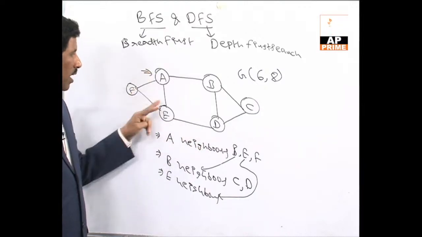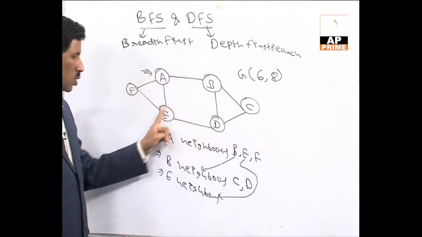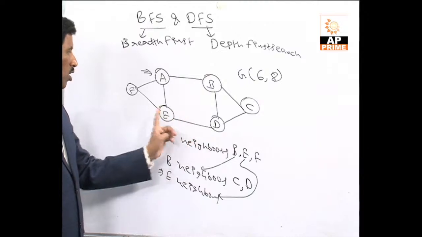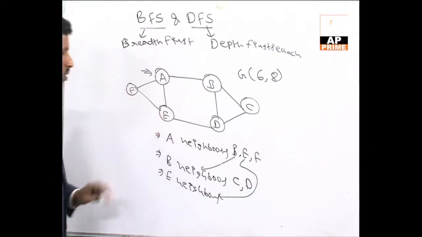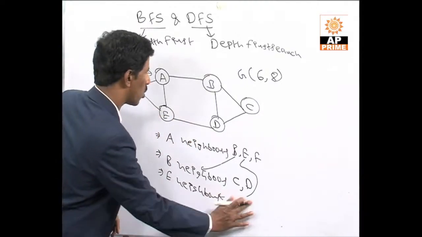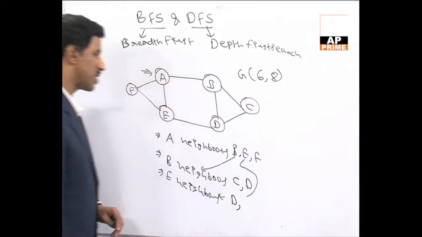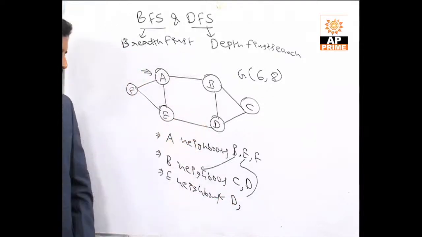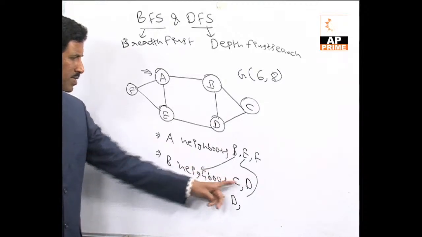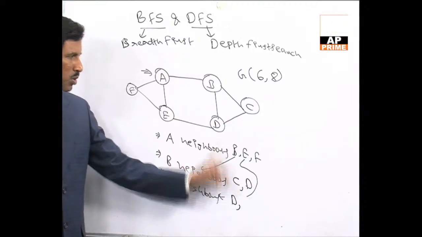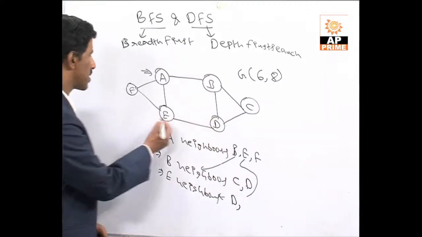E to A, yes, E to A is visited already. E to D, no. E to D is not visited. E to F, no. Now which to visit here? I want to visit that E to D. E to D, D to visit. Now this D is already visited, is it right? Here B to D is visited, here E to D I want to visit, E to F.